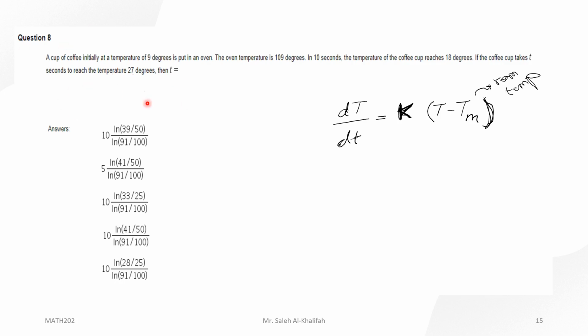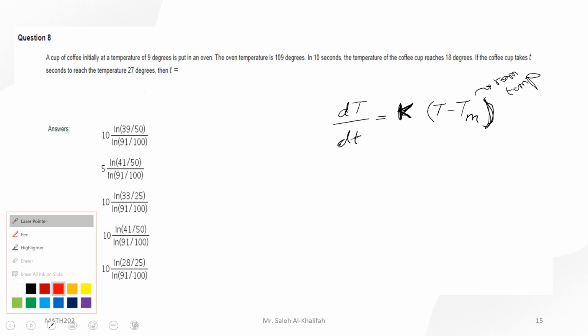لاحظ أنه يتكلم عن الحرارة والتمبريتشر. فعندنا في الكورس differential equation which says that dT capital, where T capital represents the temperature, by dt small, which is the time, equals some constant K multiplied by (T minus Tm), where T is the temperature, which is a variable, and Tm is your room temperature or the place you are in. Like here, the room temperature will be obviously 109 degrees because the oven here is like the room. لأن الكب عندنا الكافي inside the oven, so the oven it's like the room.